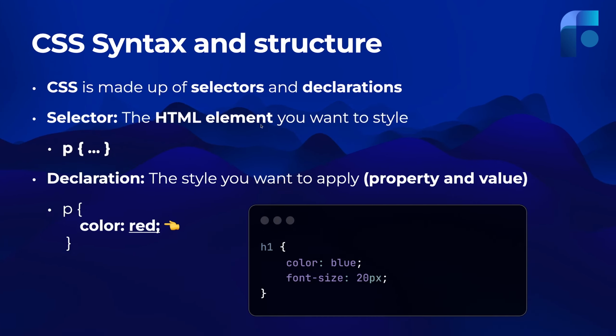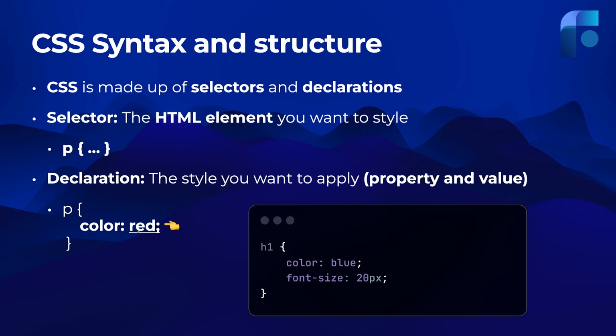And this can come in many different forms, but in the simplest of forms, it is a tag element like paragraph or body or button, like we just saw. Now that is the selector. You're selecting or targeting what you want to style. And then the declaration is actually the styling that you're passing to that selector.